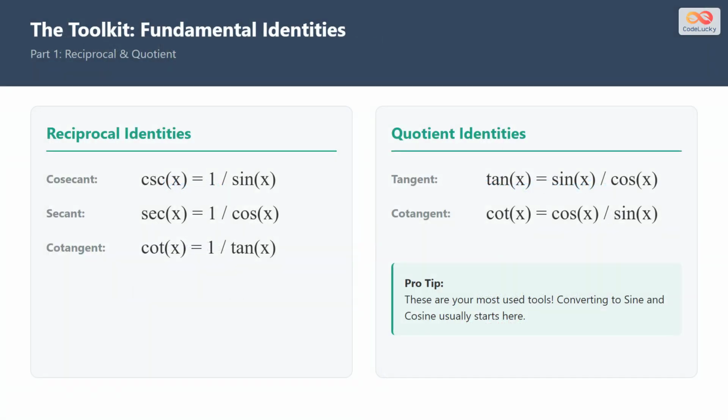To verify identities, you need a toolkit. Your most basic tools are the reciprocal and quotient identities. You need to know that cosecant is 1 over sine, secant is 1 over cosine, and cotangent is 1 over tangent. Also, remember that tangent is sine divided by cosine. These allow you to rewrite almost anything in terms of sine and cosine.